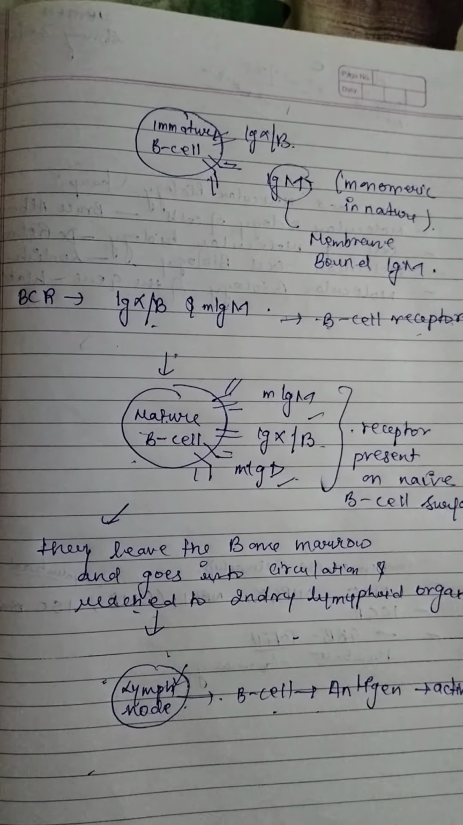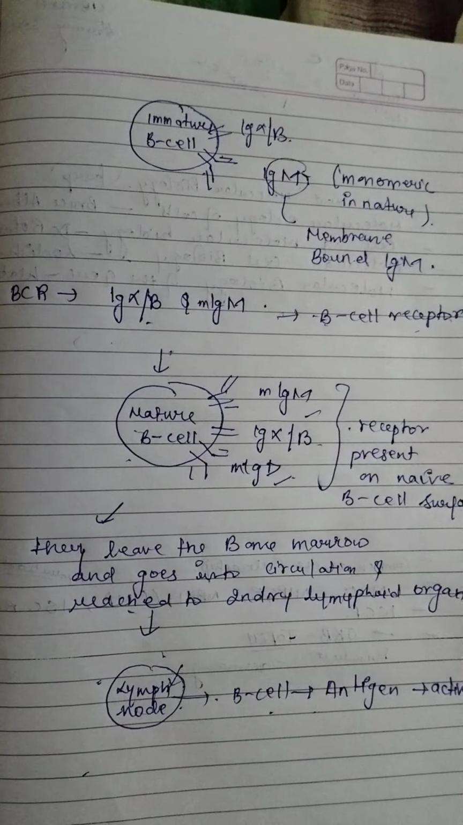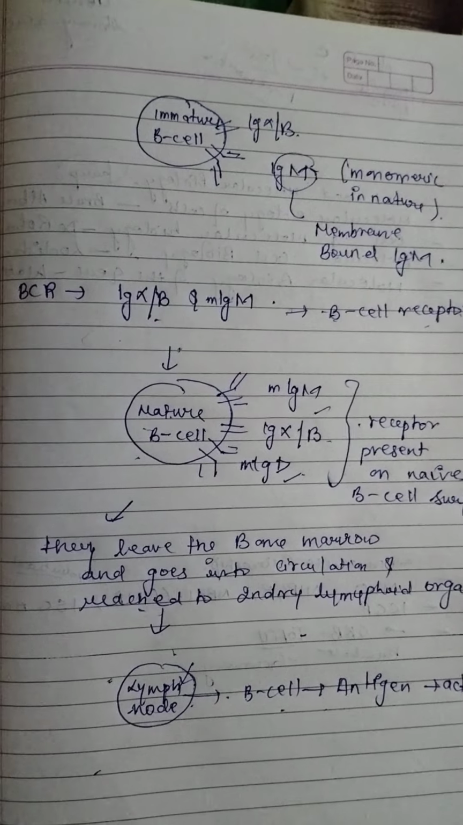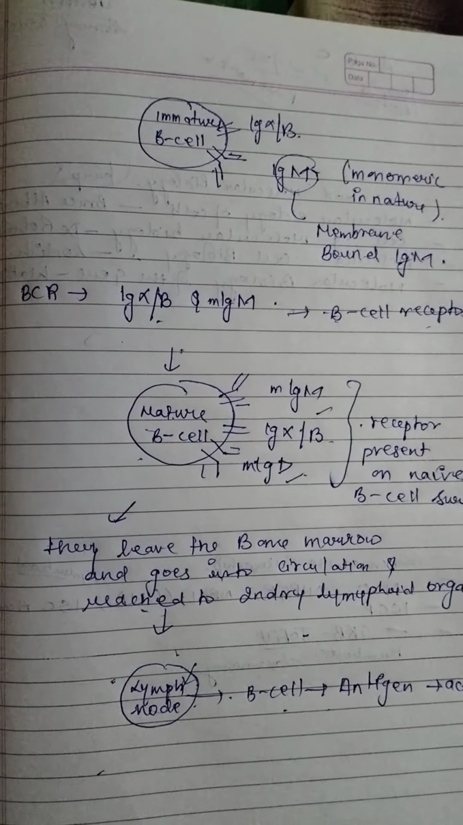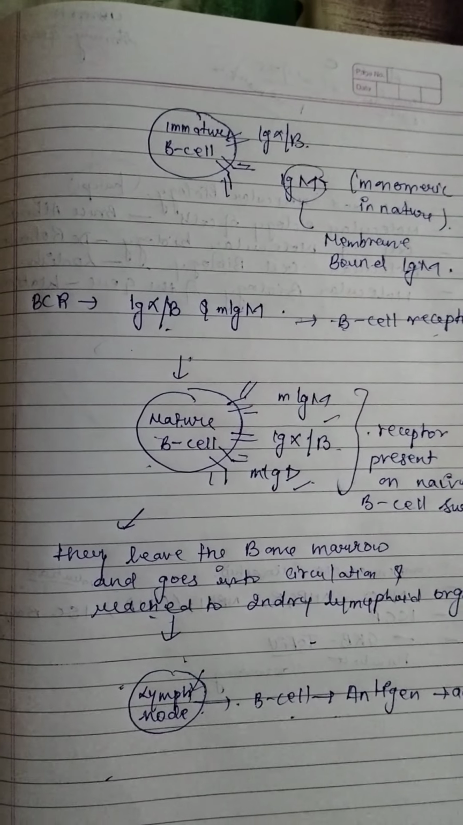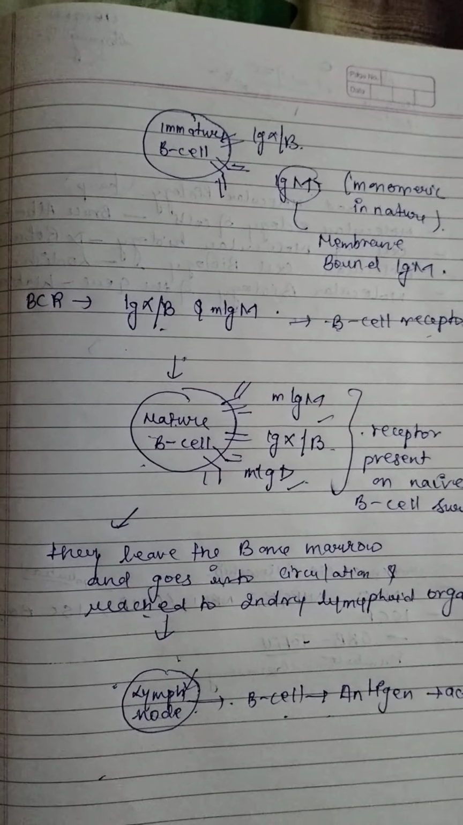Further, depending on the nature of the antigen, activation of B cells is divided into two types: T helper cell dependent activation and T helper cell independent B cell activation.